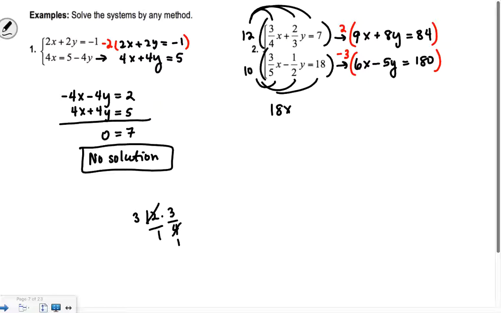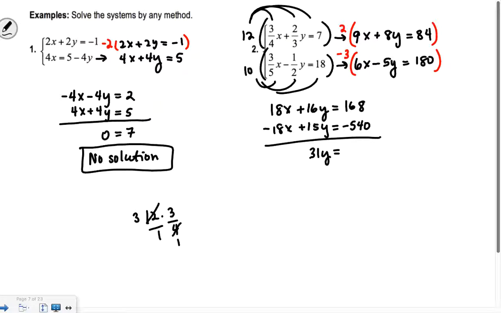So we're going to have 18x plus 16y equals 2 times 84. And I get negative 18x plus 15y equals negative 540. And we add straight down. So we get 31y. And we have 168 minus 540. Do you guys know that? Oh, whoops, I forgot to carry. I know I'm not very speedy. Negative 372.